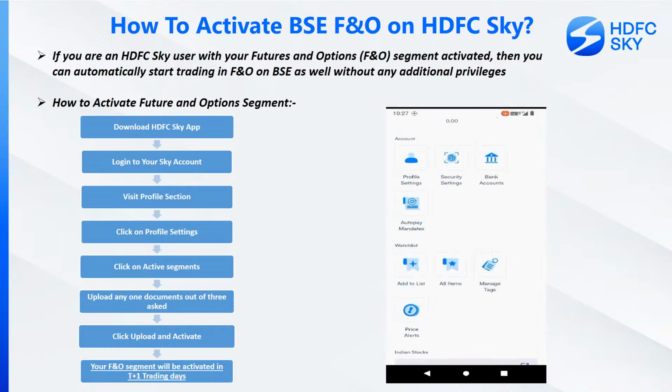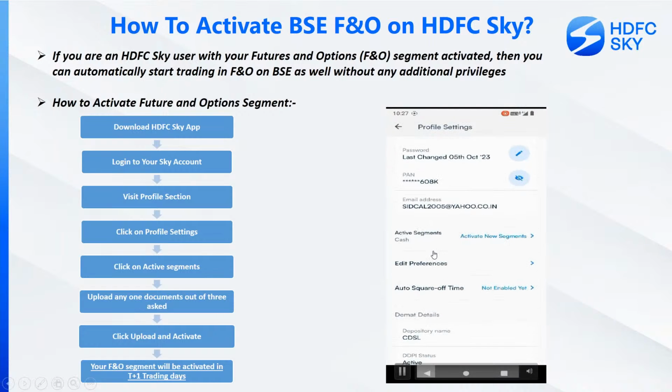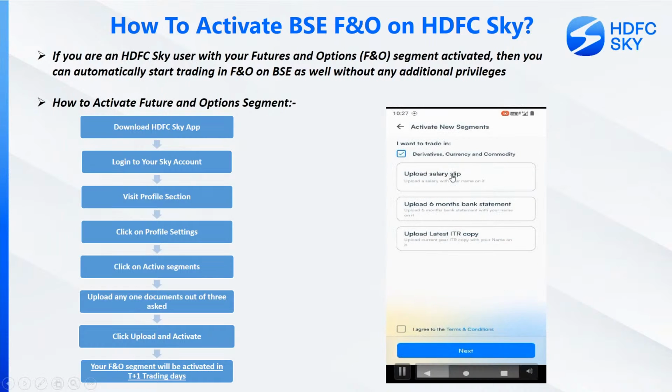So this is profile settings. In this, you will need to click on activate segment. If you click on activate new segment, then out of these three documents, you can upload any one of it.